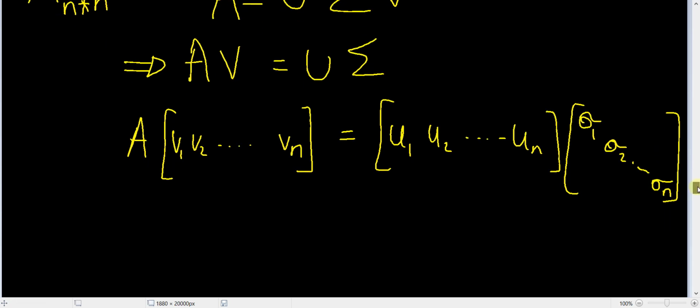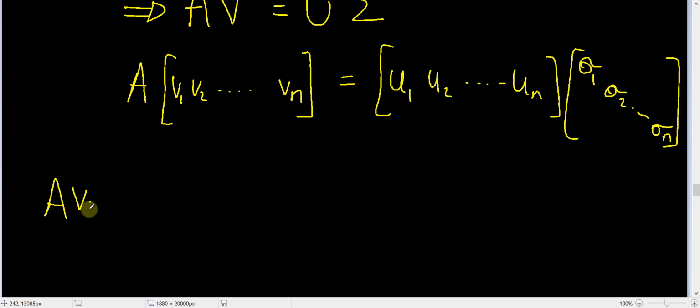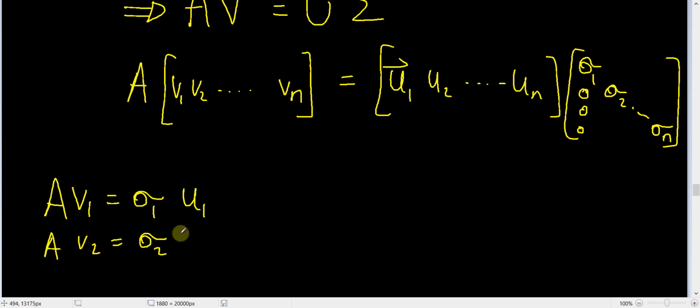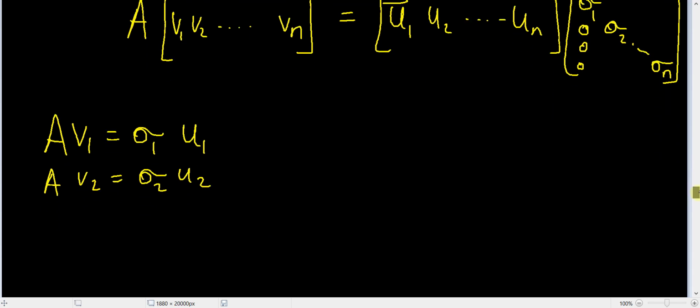This again means the following. We have A multiplied by V1 is equal to sigma 1 multiplied by U1 because we have zeros here. So the first column of this multiplication is equal to sigma 1 multiplied by the first vector plus 0 multiplied by the second vector and so on. So this is equal to sigma 1 U1. Also, A V2 is equal to sigma 2 multiplied by U2, and in general, A Vi is equal to sigma i Ui.